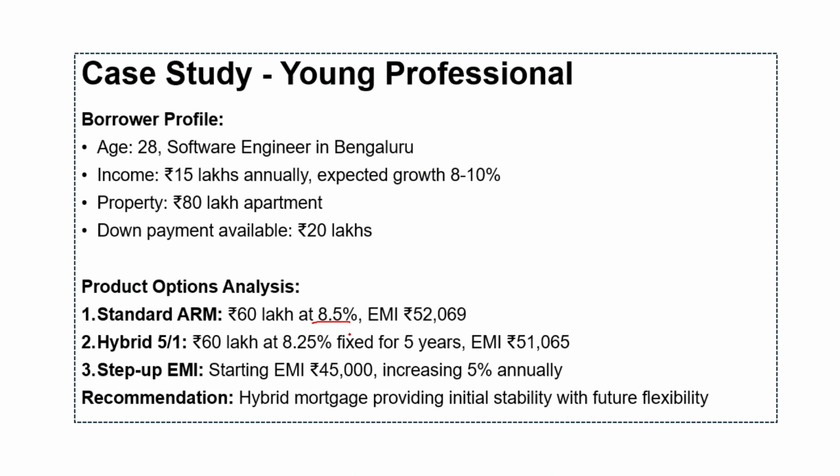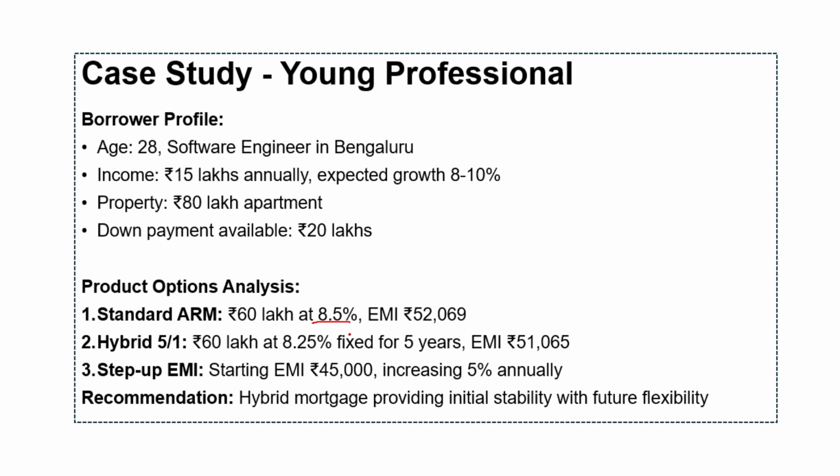Then option 2 we have is a hybrid 5:1 structure. So that is there. And then we have option 3 of step up EMI, starting at a more comfortable 45,000 EMI with 5% annual increase. So basically these are the options which they can go for.